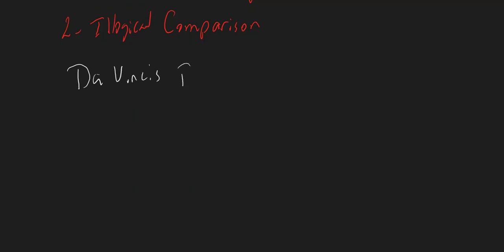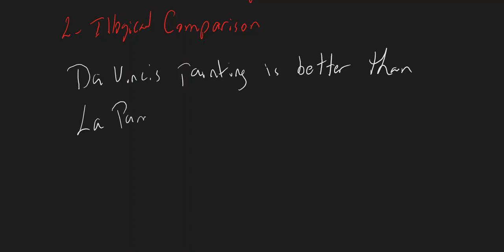The other type of comparison error is called the illogical comparison. This happens when you compare two things not of the same category. For example, I might say Da Vinci's painting is better than La Pampa. Pampa is a painter.